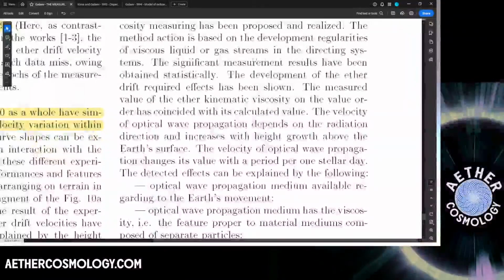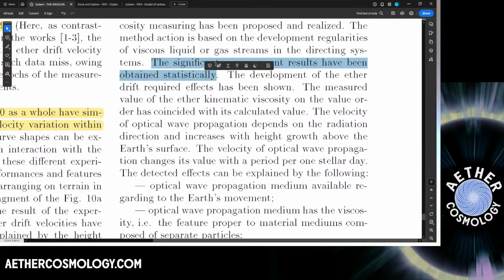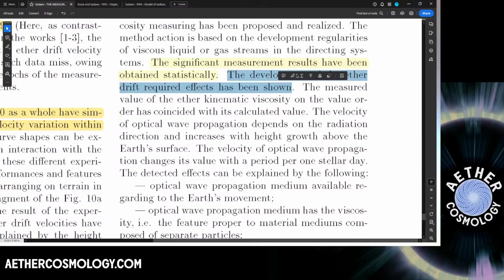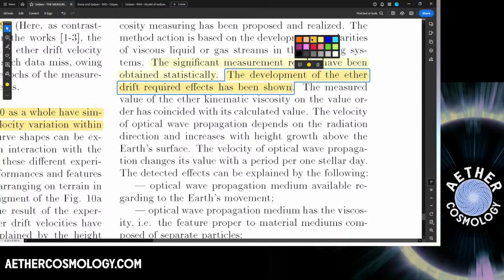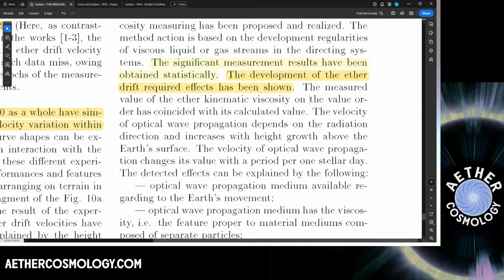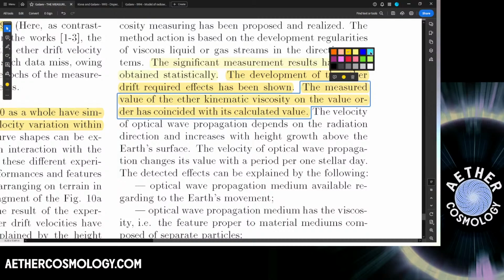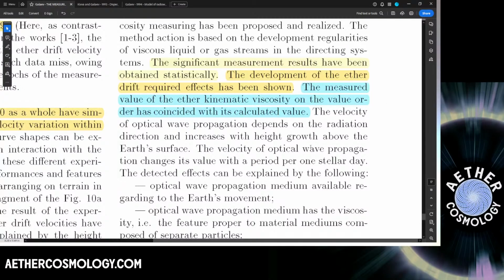The significant measurement results have been obtained statistically. The development of the ether drift required effects have been shown. Yeah, can you highlight that one too? The development of the ether drift requirement effects. Because remember, there were like four criteria or whatever that he laid out. So the measured value of the ether kinematic viscosity on the value order has coincided with its calculated value.